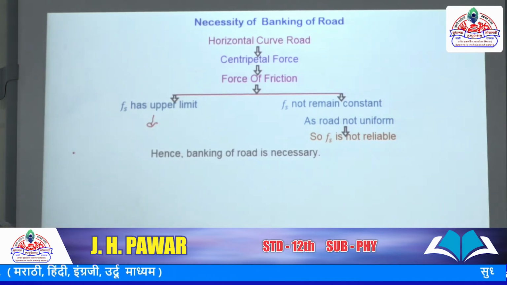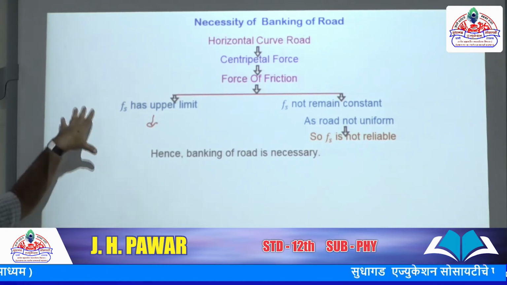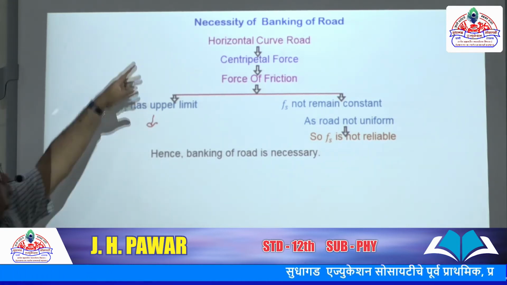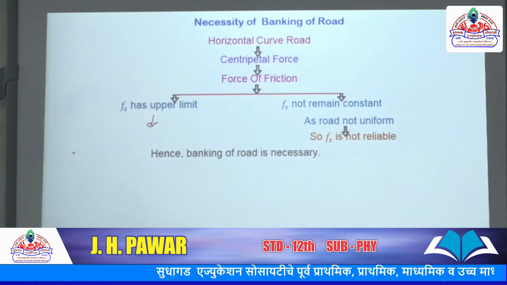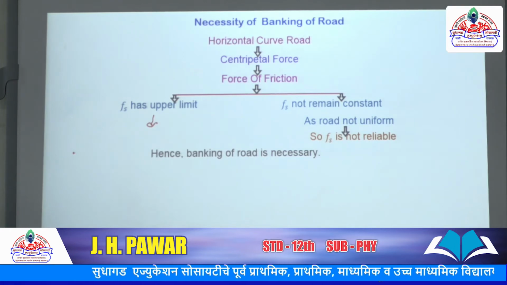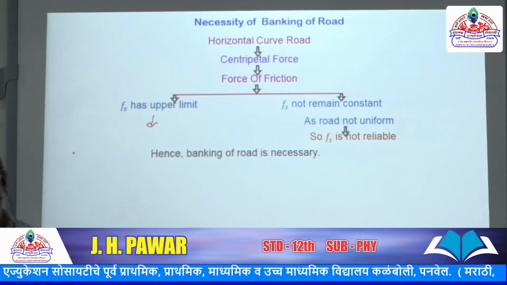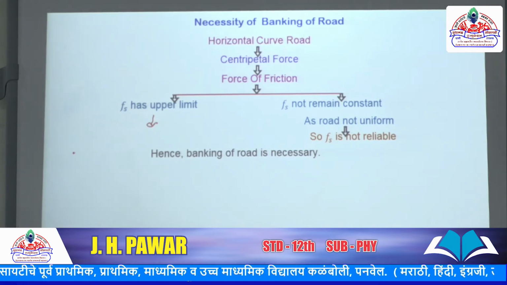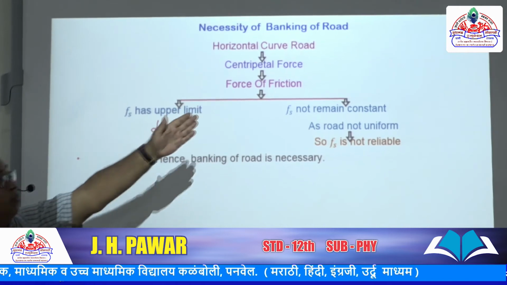One question is there: what is the necessity of the banking of road? Then you have to write down such type of thing. First you take the points like that, and thereafter you can write theoretically. Along the horizontal curved road, when a vehicle is moving, centripetal force is required for its circular motion, or to balance the centrifugal force. This centripetal force is given by force of friction.